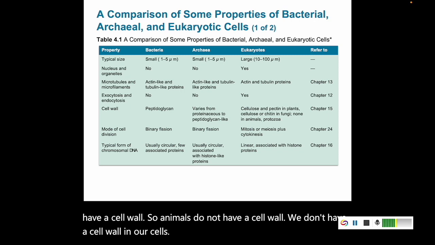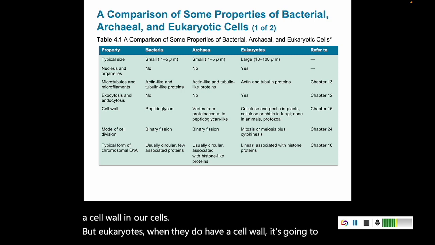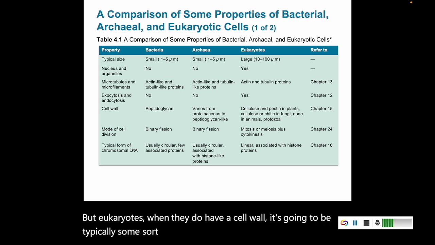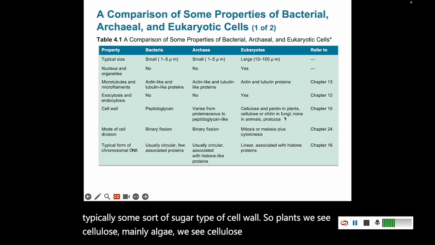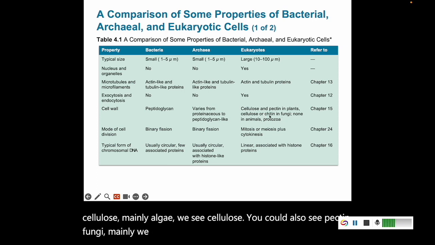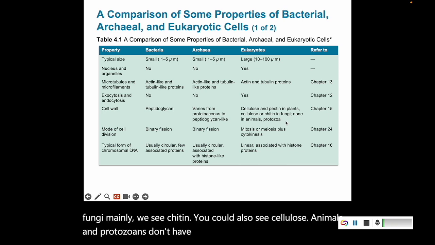But eukaryotes, when they do have a cell wall, it's going to be typically some sort of sugar type of cell wall. So plants, we see cellulose mainly. Algae, we see cellulose. You could also see pectin. Fungi, mainly we see chitin. You could also see cellulose. Animals and protozoans don't have cell walls.